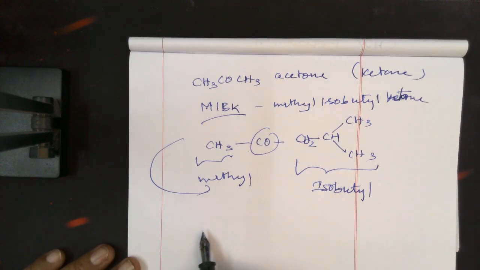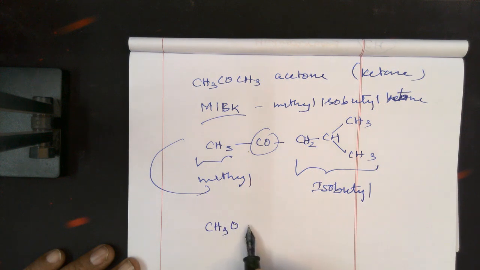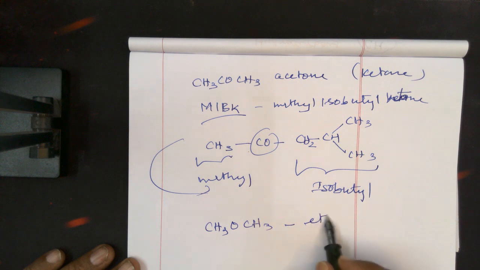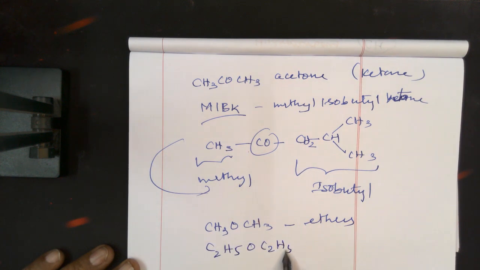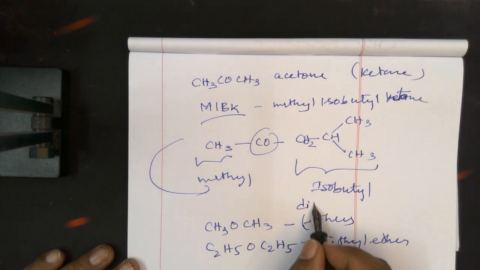And we have ethers also. CH3, O, instead of CO, you have only O. So these are called ethers. We have a variety of ethers. This is dimethyl ether. Similarly, you have C2H5, O, C2H5. These are all fast evaporating ethers. This is diethyl ether. This is dimethyl ether.